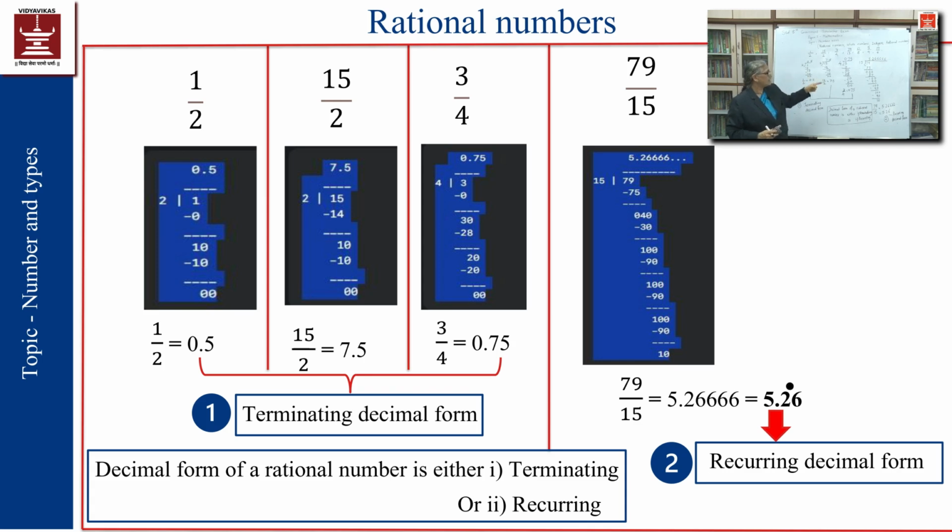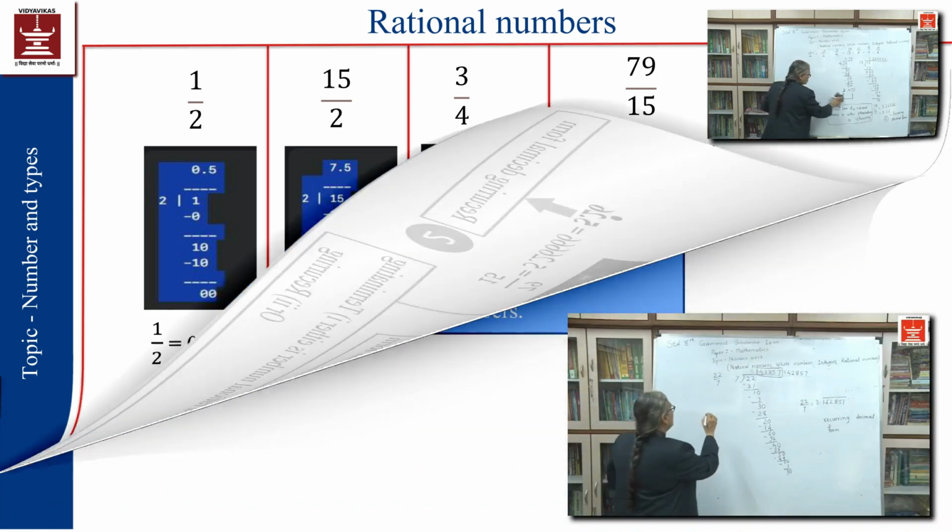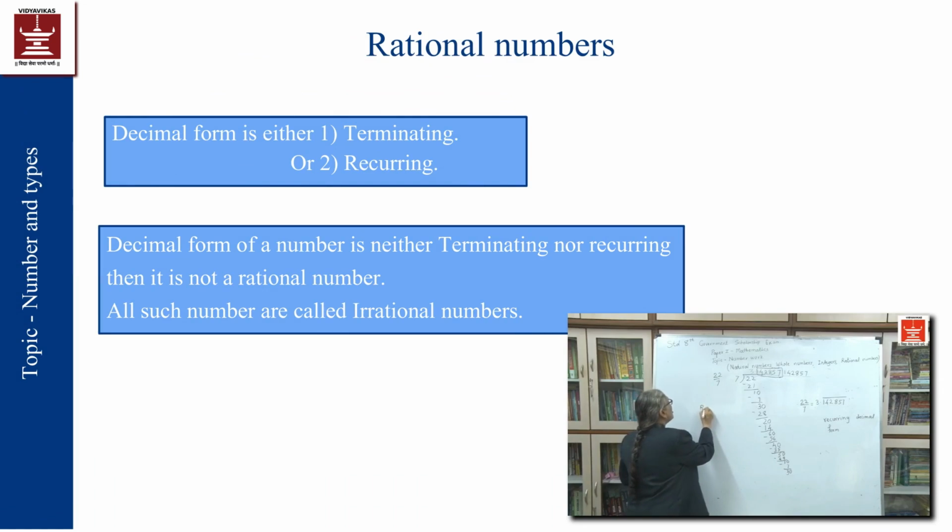You can take down these examples. Of course, you can take any fraction or any rational number and try to find its decimal form by actual division. You have to note this, put it in a box. So, rational numbers.